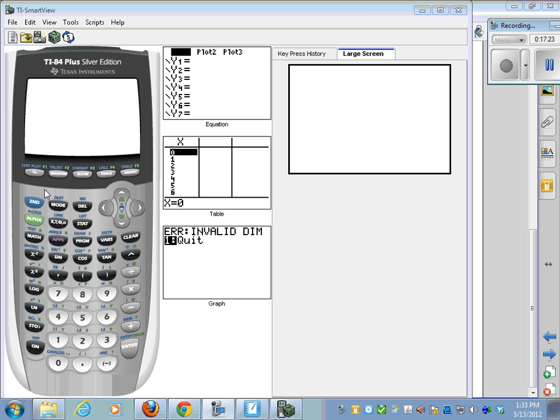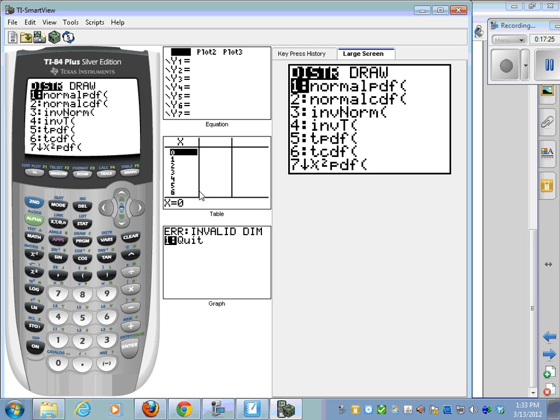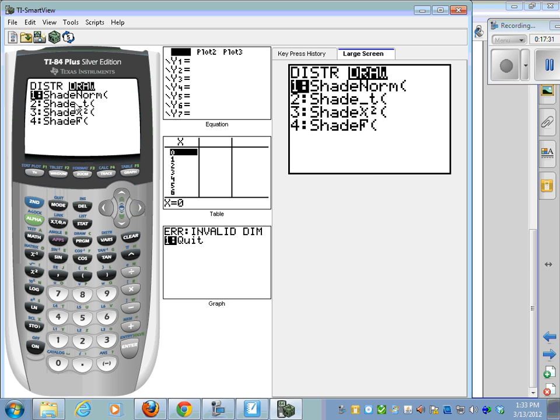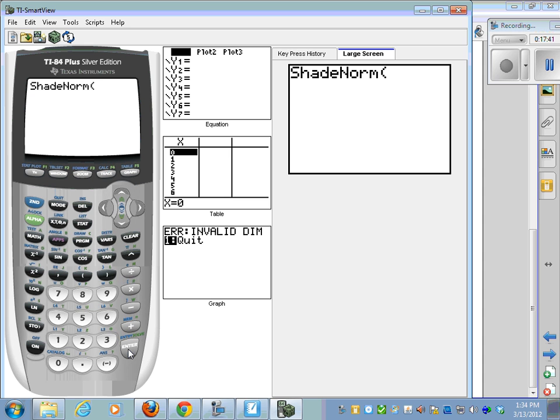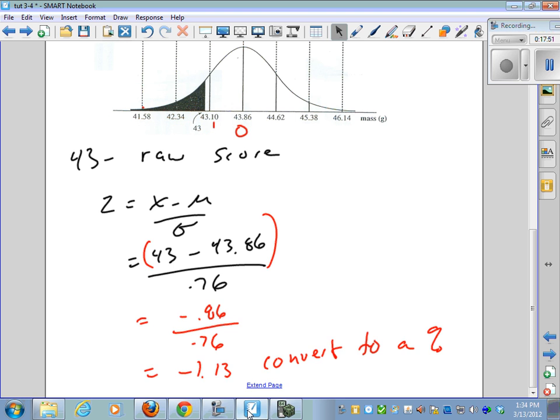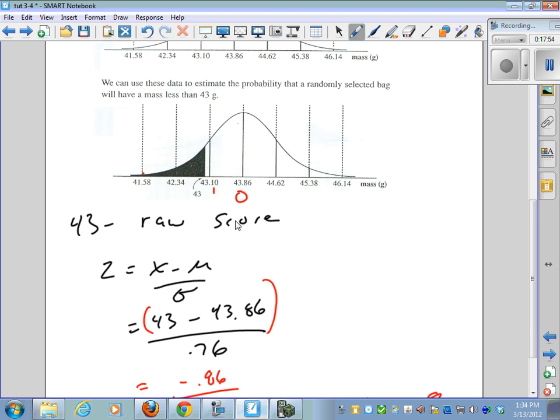Second function, distribution. I like to use the drawing version of it. Second function, distribution, and you're going to pick shade norm. Shade norm means draw me a shaded area under a normal curve. Now, I have to give two things to shade norm. I have to give it an area to shade from here to there. I sound like Dr. Seuss. I need to tell it how to shade from way down here to way up here. So I'm going to go shade norm.